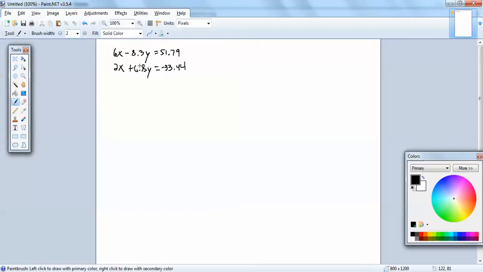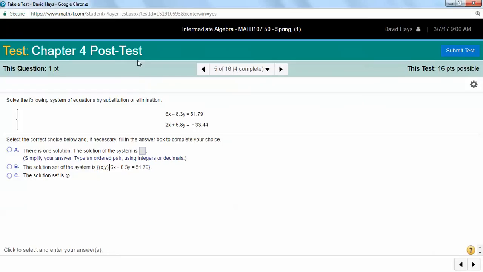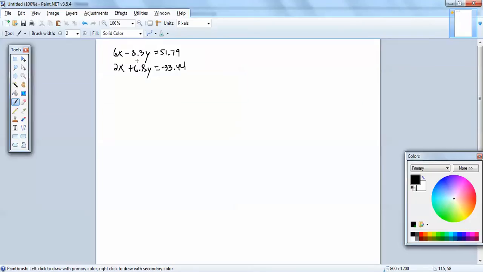Now, if we work on eliminating the y's, let's see if I wrote it down correct. A very easy way to determine what to multiply everything by is you just multiply by the other number, making sure that the signs are different. So this first equation, I'm going to multiply by the other number that's in front of the y, which is 6.8, and this one I'll multiply by 8.3. Since one's already negative and one's already positive, I don't have to worry about that.